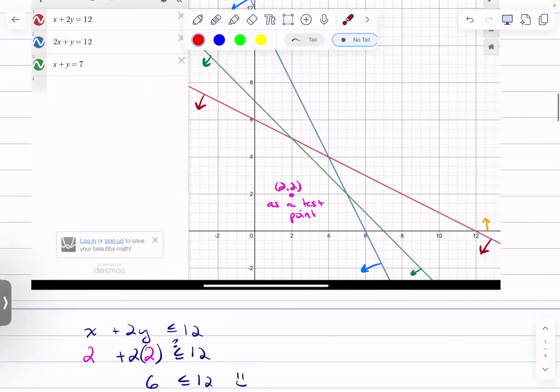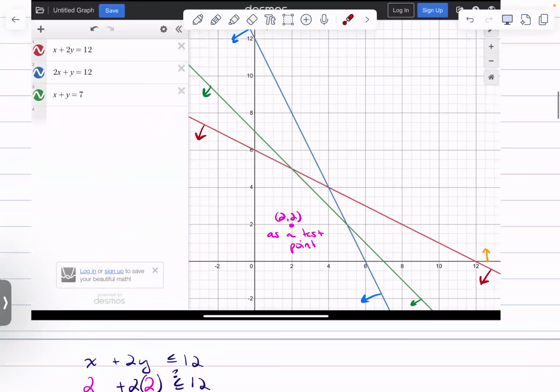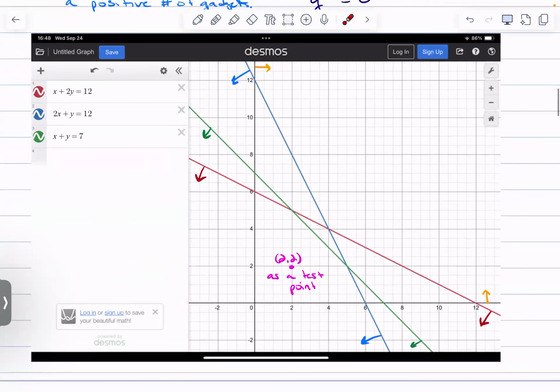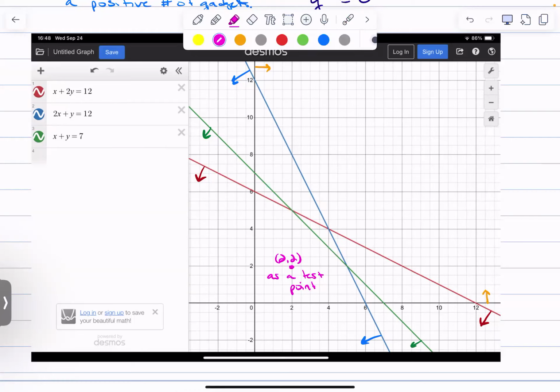Okay, so where's our feasible set then? All of these regions have to be satisfied at the same time. Okay? Which means that I'll start with the easiest part, in my opinion, which is from our x equals 0, I'm going to move out until I hit a line. And from our y equals 0, same thing, I'm going to move out until I hit a line.